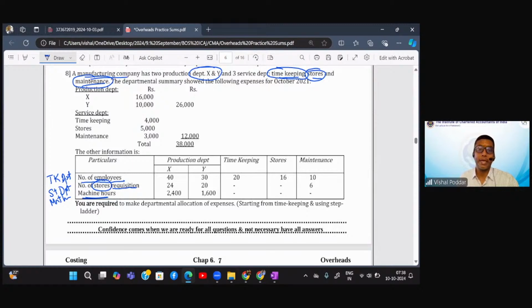Now, this is the data given, and we have to do it by timekeeping. I'll give you all 2 minutes to apply your brains, then we will discuss how to solve.